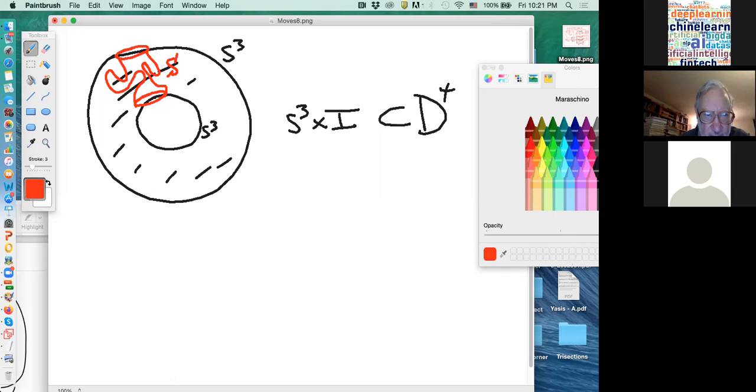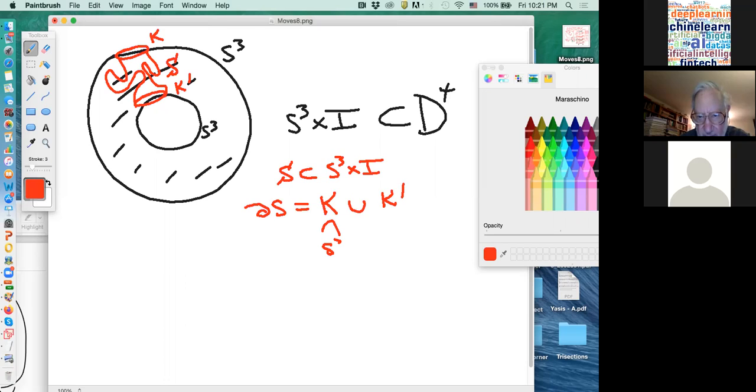Surface S, which starts in a knot K and ends in a knot K prime. And S is a surface which is embedded in S3 cross I, with the boundary of S equal to K union K prime, where K is in S3 cross 0, and K prime is in S3 cross 1. So we'll assume that S is an orientable surface.